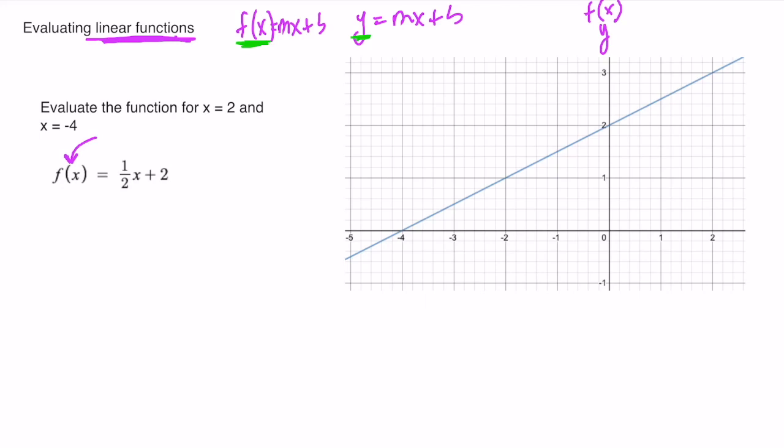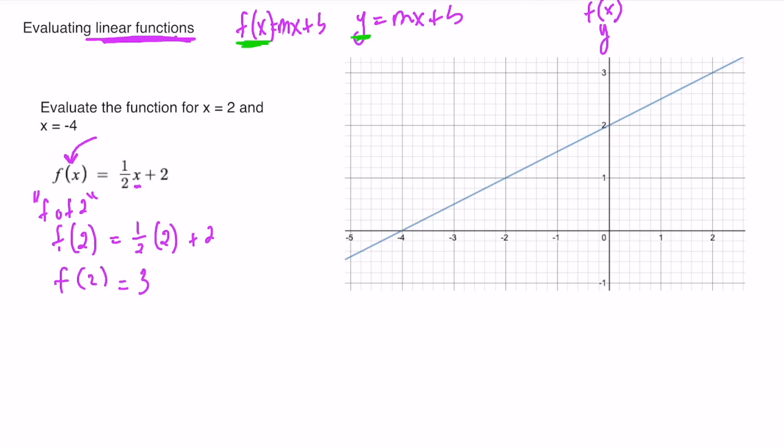It's the same idea. So the first one says evaluate for x equals 2. So all we're going to do is write f of 2, right? And that says f of 2. That's how you read that. f of 2 equals 1/2 times 2, because that's what we're plugging in for x, plus 2. So 1/2 of 2 is just 1. So that's 1 plus 2, and that's 3. So this says f of 2 is 3.